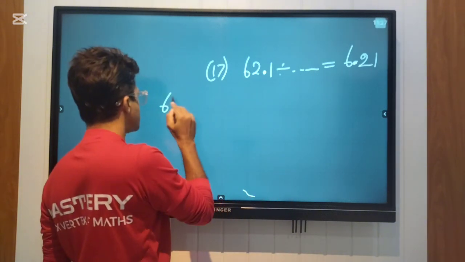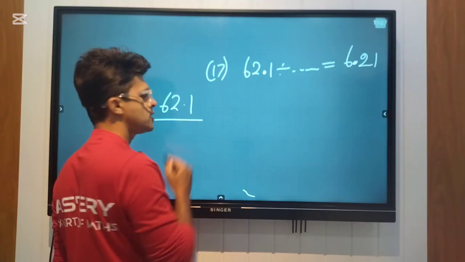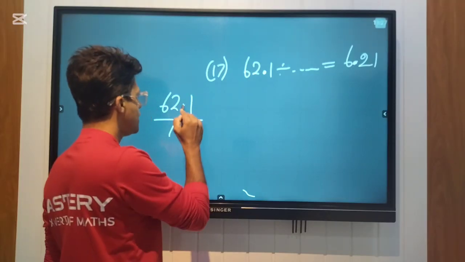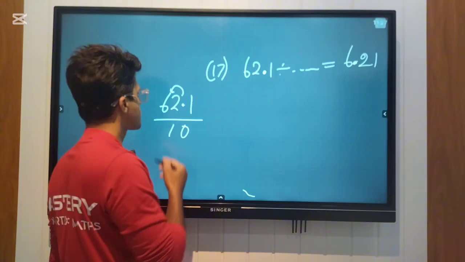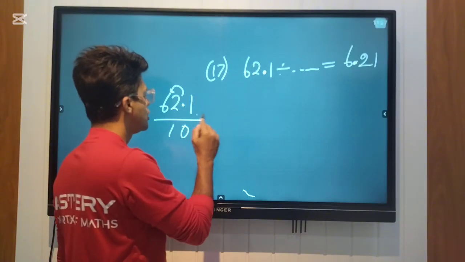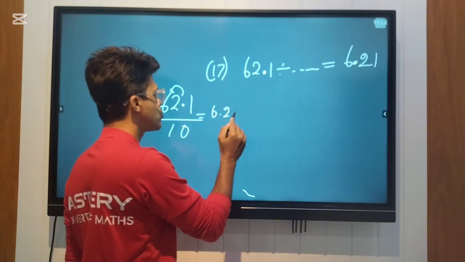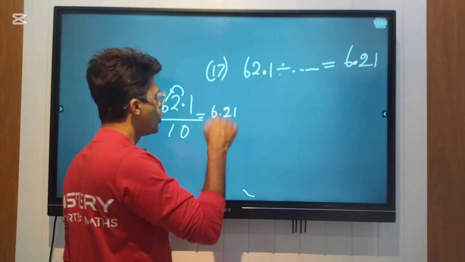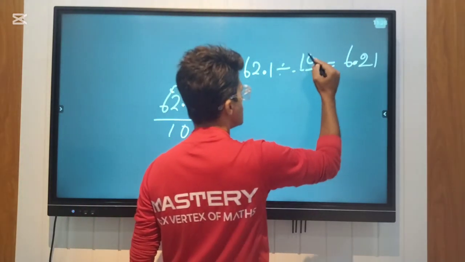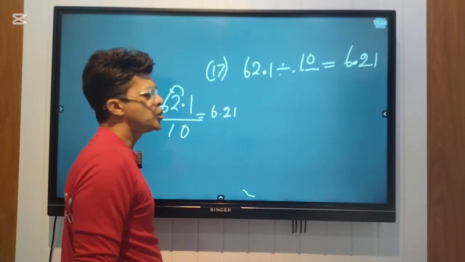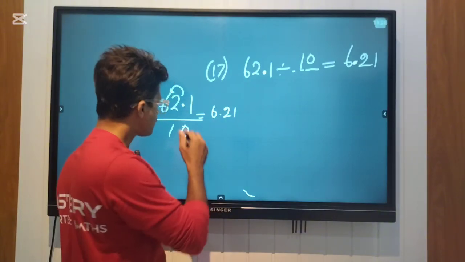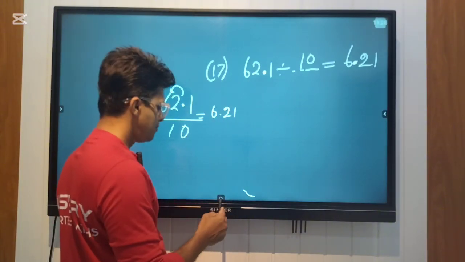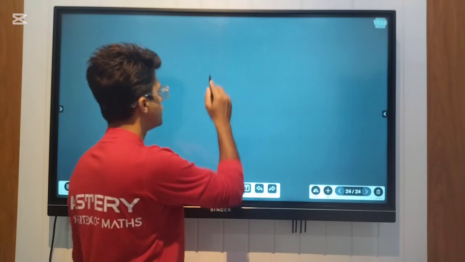Then 62.1 divided by 10. Then what should be the answer here? When it's divided, then this decimal point goes to the left side. So the answer should be 6.21. Okay, so to get this answer, just bear in mind that you need to write 10 here. Thinking of that idea, we write 10 as the answer.